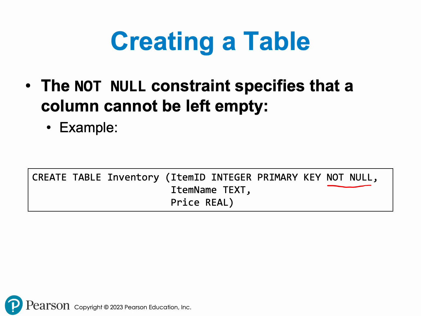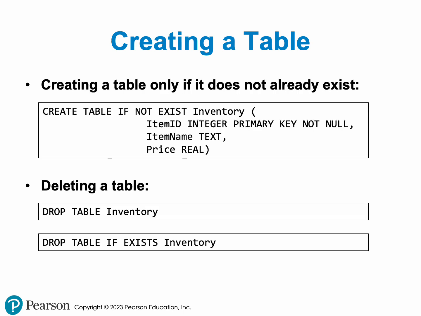However, it doesn't have to be a primary key. You can also add not null to, for example, this right here. All you will have to do is just put not null right here instead of this comma and put a comma after that. That way, our column item name would not be null. You can also create a table only if it does not exist. So if the table does not exist already, and you want to check if that table exists or not, you can do this. You just put create table if not exist.